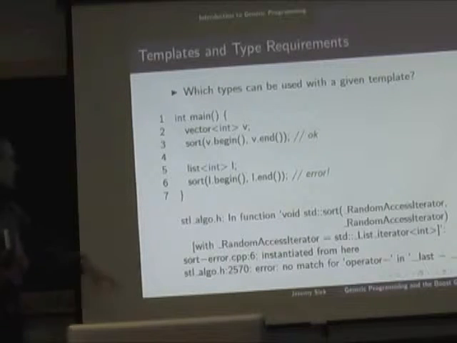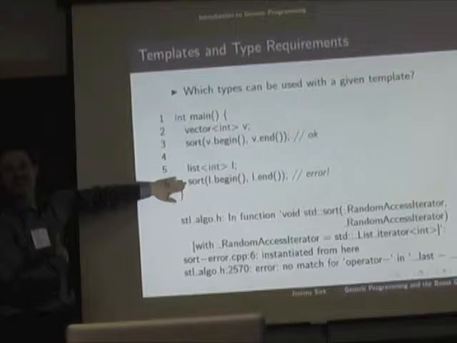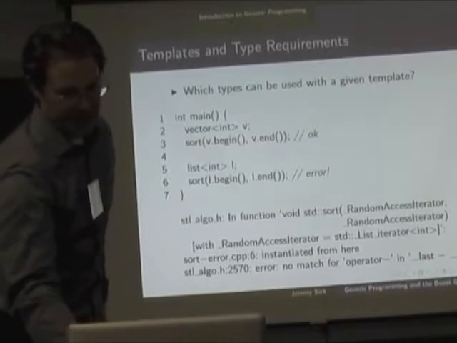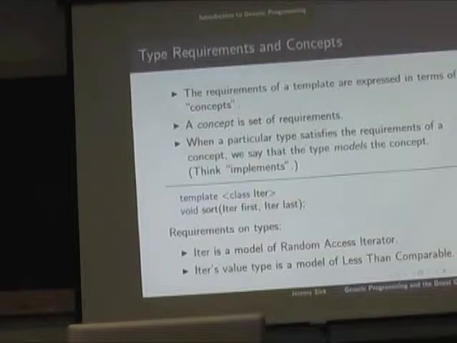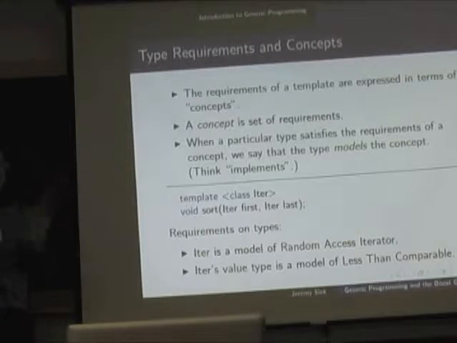So what's going on here is that sort wasn't meant to be used with the linked list class. So let's look at that a little more deeply. We need to understand what these type requirements are all about. The lingo we use nowadays is that the requirements on a template are expressed in terms of what we call concepts. From 30,000 feet, you can think of these as interfaces or abstract base classes. Once you look closer, there are huge differences, but it's the same goal here.